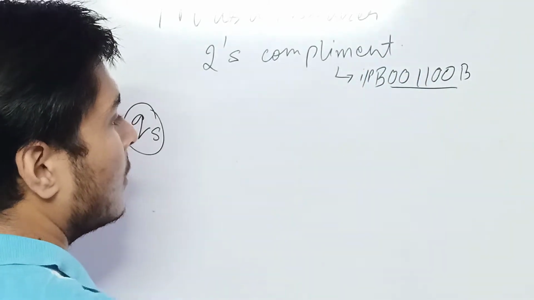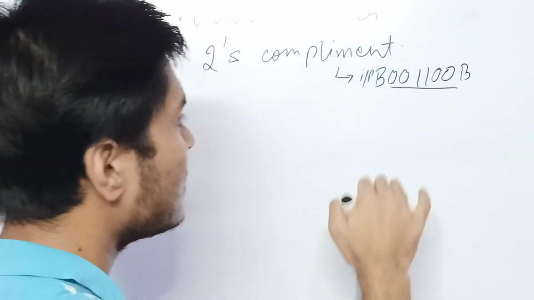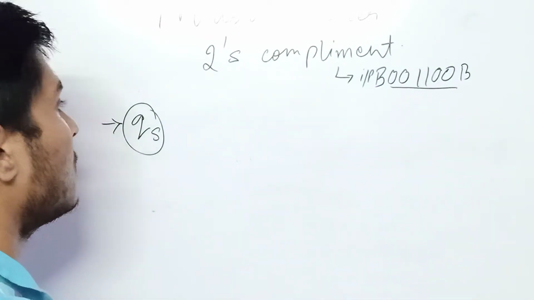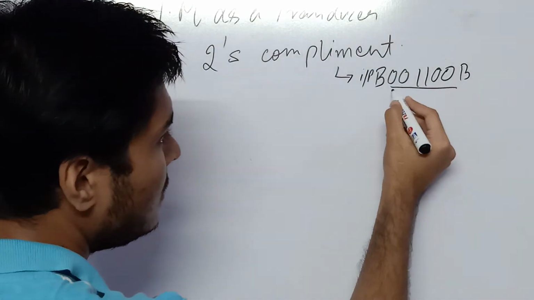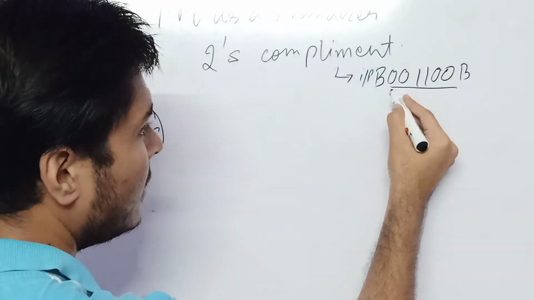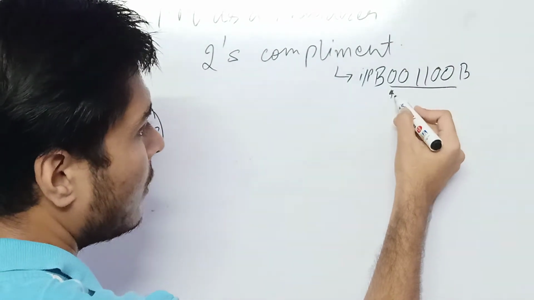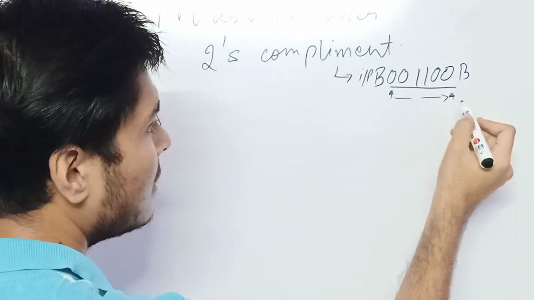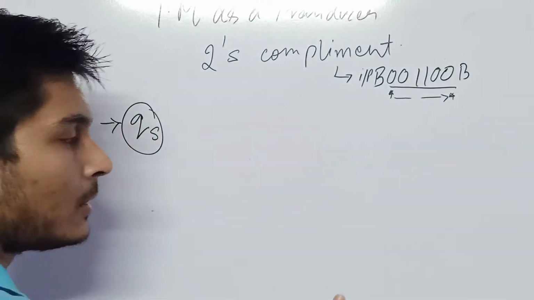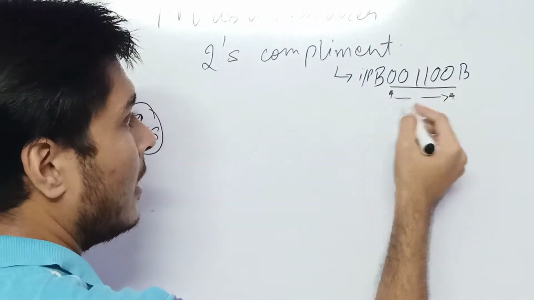This is my input. So since this is my input, now what we are going to do is move to this point. This is my pointer here at the beginning. So we're going to move this pointer up to this last bit, that is 0, and then we're going to move back from here again.